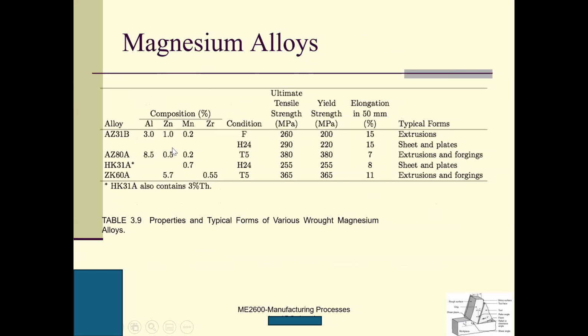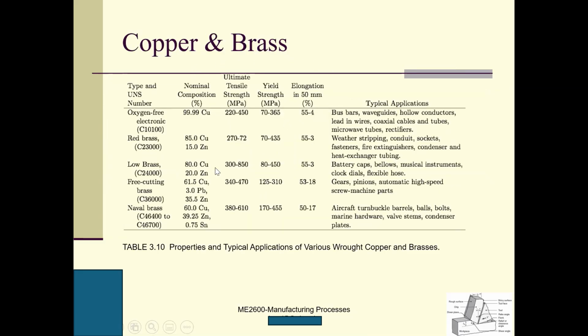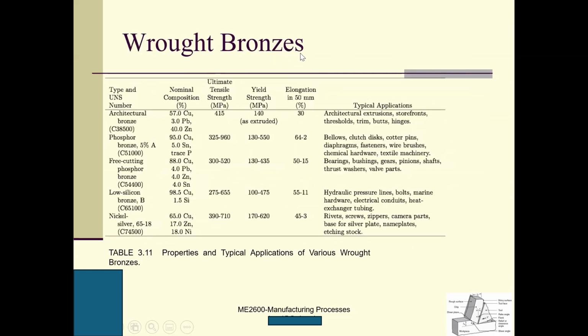So magnesium alloys here. These are the typical forms: extrusion, sheet and plate, extrusion, and forging. The different yield strengths, ultimate strengths, and elongation are given here as well. Copper and brass. Copper is very important also, but it's not very commonly used because of its strength and hardness. Brass, the bronze, and you can take a look.